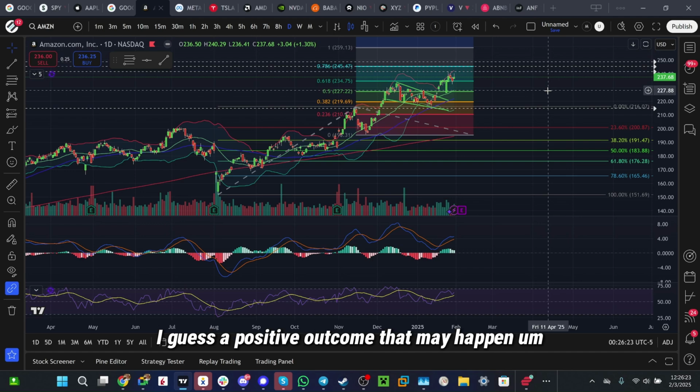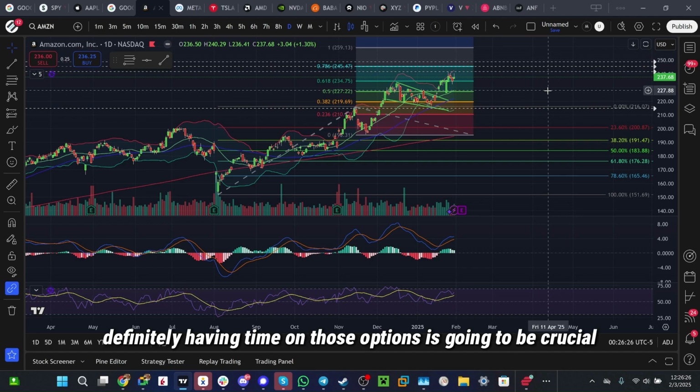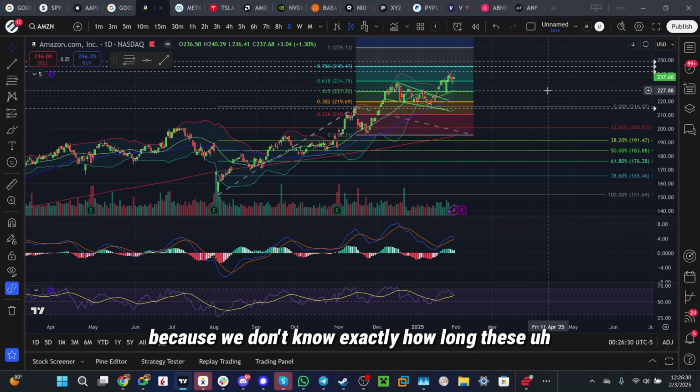So if you're trading options, definitely having time on those options is going to be crucial, because we don't know exactly how long we're going to be in a situation where we have to stomach that downturn for quite some time. Who knows? But anyways, let's see how the market unfolds this coming week.